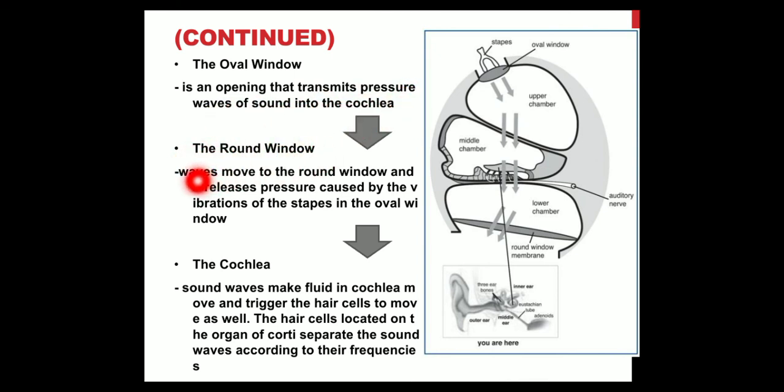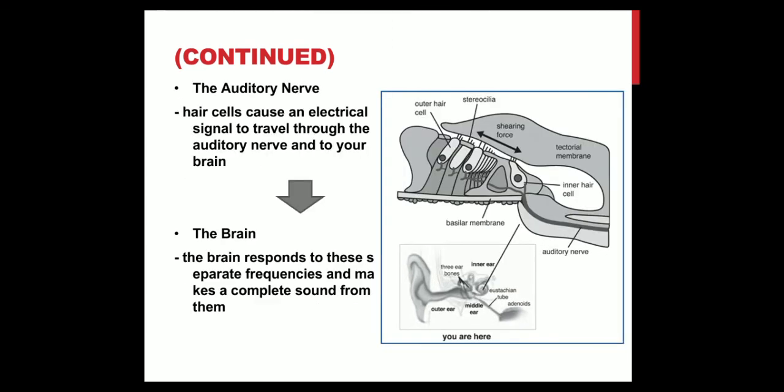Then the waves move to the round window, and it releases pressure caused by the vibration of the stapes in the oval window. In the cochlea, sound waves make fluid move and trigger the hair cells to move as well. The hair cells located on the organ of Corti separate the sound waves according to their frequencies. After that, in the auditory nerve, hair cells cause an electrical signal to travel through the auditory nerve to your brain, and the brain responds to these separate frequencies and makes a complete sound from them.